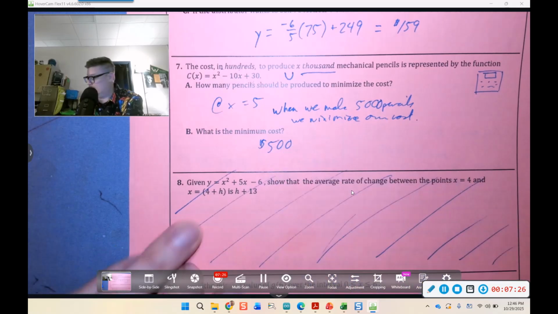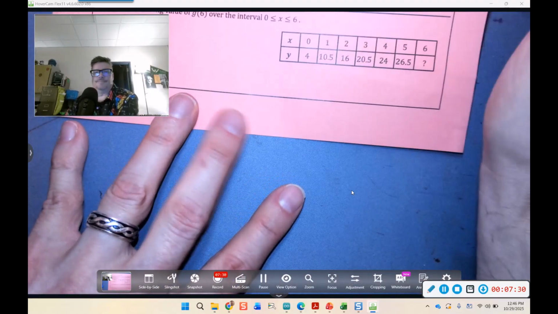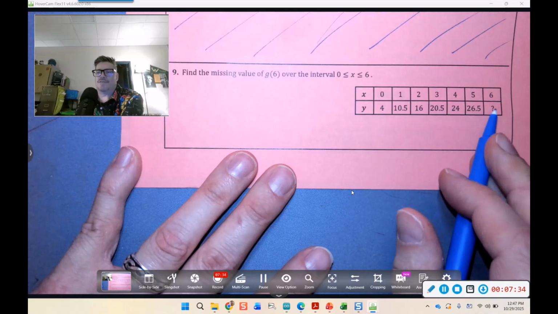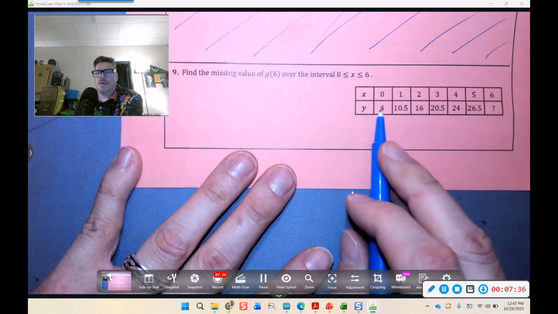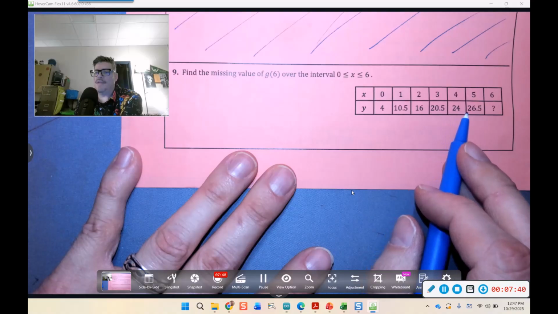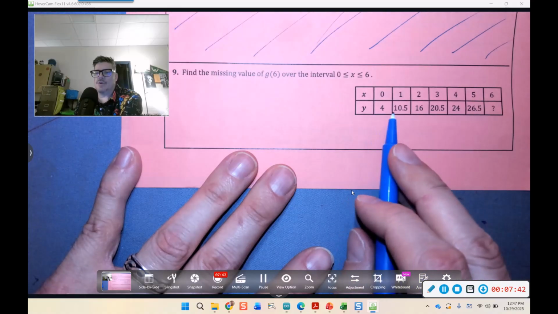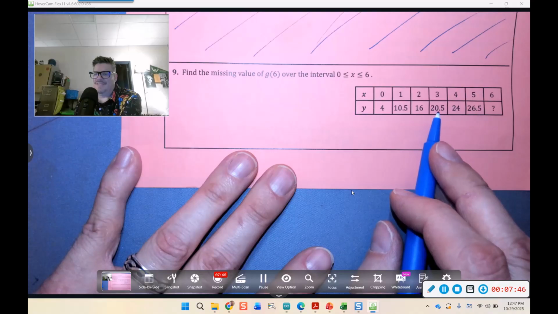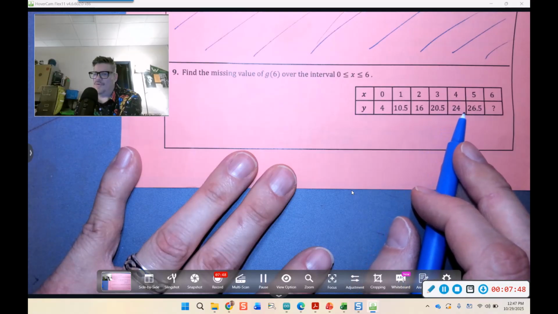Okay, where are we at? 7 minutes. We'll do this last one here. All right, now when you have a table and you are trying to figure out this value here, it looks like this guy feels a little random. It kind of looks like it's going up by 6, then 6, and then up 4, and then up 4, and then up 2.